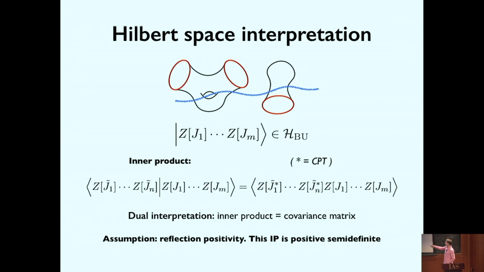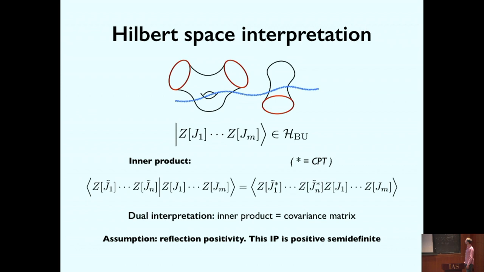So from the dual point of view, if we want to interpret this thing as an average in our ensemble theories, this is taking the inner product as the covariance matrix of random variables, which is a very standard thing to do in probability. We're going to just make one assumption here, which is that this Euclidean path integral is reflection positive, which is basically the statement that this inner product is positive semi-definite. This is the key ingredient we're going to impose on our path integral. So in particular, if I take the norm of a state, that norm should be non-negative.